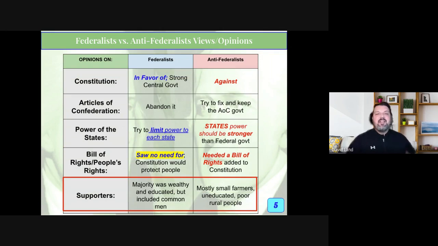And last but not least, their supporters. Who were the people that were represented by them? Well, Federalists tended to be mostly wealthy and educated. Now that doesn't mean there weren't others in there, but we use this description to give us a sense of who they were. So Federalists were fairly wealthy and educated, and it did include some common men, but Anti-Federalists were mostly small farmers. They were uneducated, a lot of these farmers, and they were kind of poor. They were rural, meaning that they were in the countryside. So Federalists tended to be found more in urban cities, and Anti-Federalists were more in the rural countryside areas.